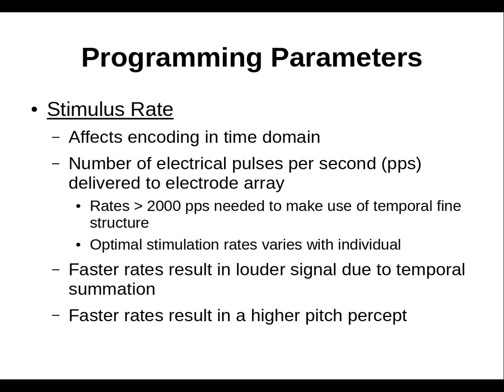Although in theory these higher pulse per second rates will be better for most people, in reality that doesn't always turn out to be true. For some particular patients, the optimal stimulation rate may be much lower, so there's going to be an aspect of trial and error involved there. But in general, we do know that as the stimulus rate increases, the signal is going to get louder, and that's related to temporal summation. Also, as the rate increases, it will get a higher perceived pitch by the patient, but that's mainly from, say, 50 to 500 hertz.